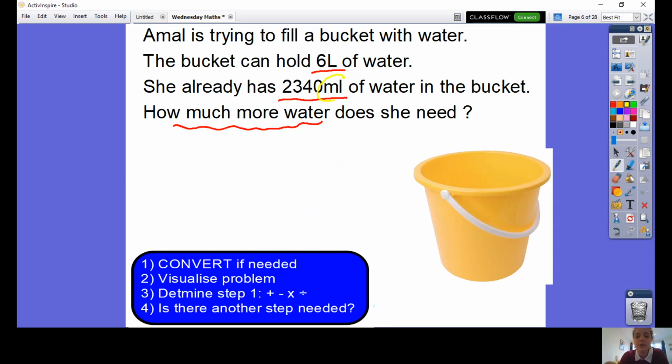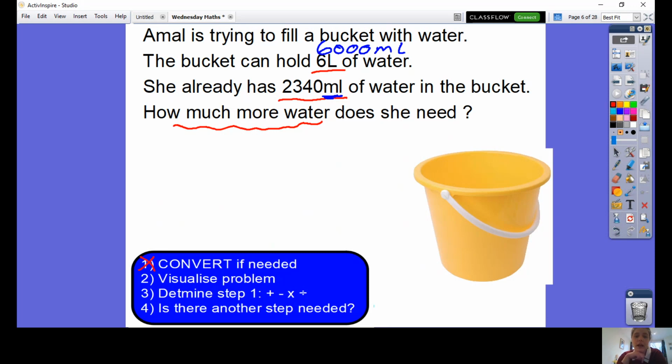Wherever you see 2 different units of measure, and I've said this before, whether they're 2 different denominators for a fraction, whether they're fractions and percentages, whether it's grams and kilograms, if you see 2 different units, the first step in a word problem is to do your conversion. Always convert to the smaller unit of measure, and I know there's 1,000 millilitres in a litre, so 6 litres will be 6,000 millilitres.